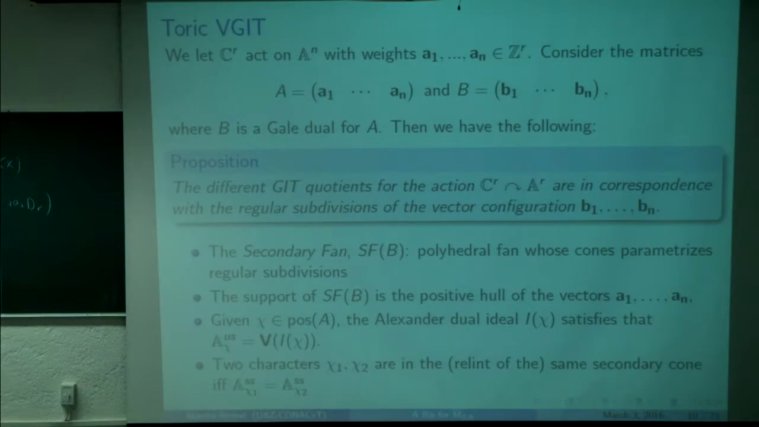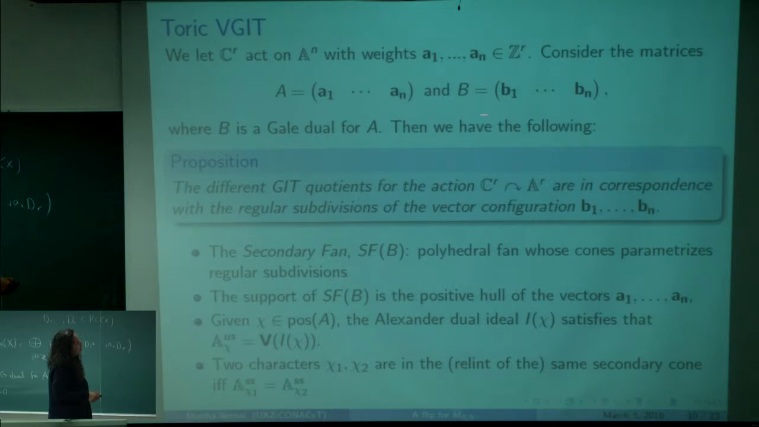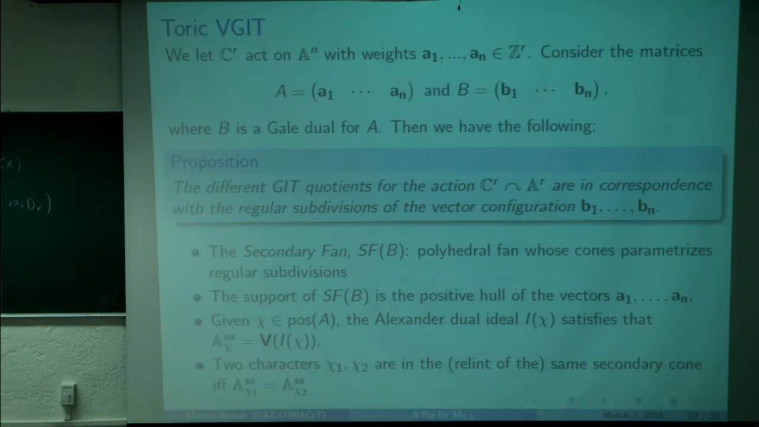So you have the matrix B there, and you can think of the columns of the matrix B as points in Z to the n minus the rank of this matrix A. So in some Z to the s if you want. And you can think of them as giving you a configuration of vectors. So perhaps you have these vectors there.